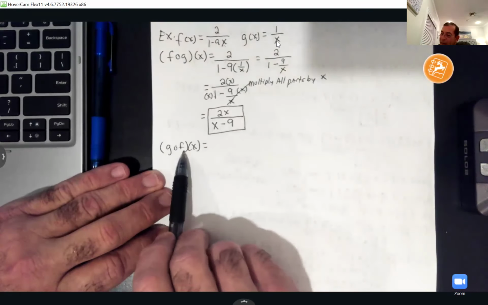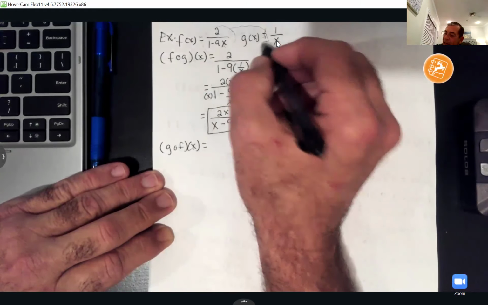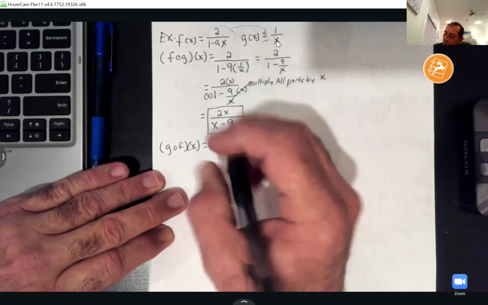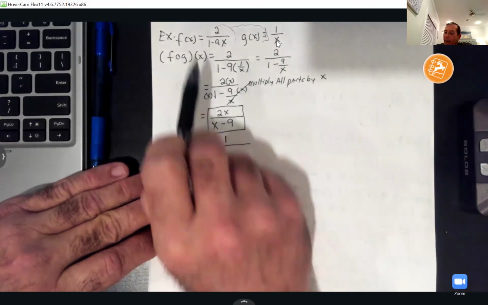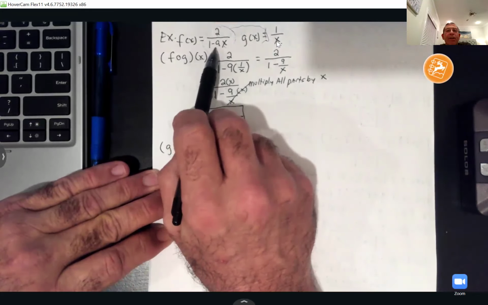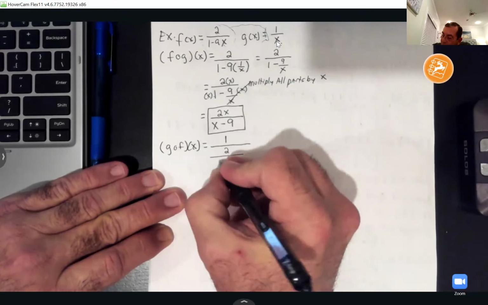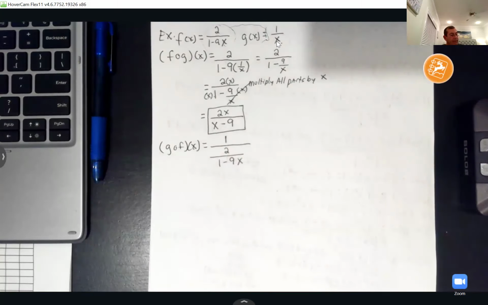So g of f of x, I take the f of x and I put it into my x for my g of x. So g of x is 1 over x. So that'll be 1 over my x, which is the f function. And y'all, that's what, a 2 over 1 minus 9x. All righty.